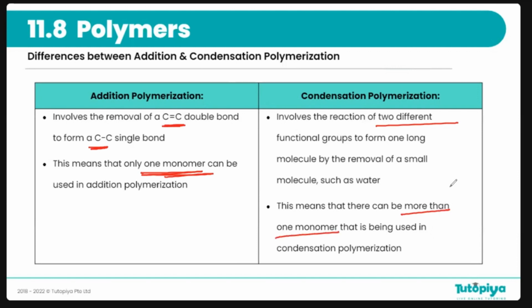To undergo condensation polymerization, it also involves the reaction of two different functional groups from one long molecule by the removal of a small molecule such as water. So, unlike addition polymerization that doesn't remove any molecule, condensation polymerization will remove a small molecule like water. And the monomers also have to have the respective functional groups at both ends of the molecule. Otherwise, it won't work.